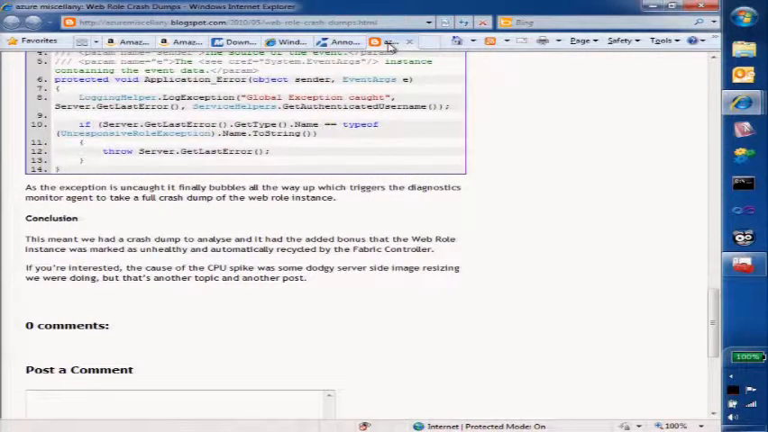It's such a teaser. It's this whole thing, like this mystery of what's going wrong. And at the end, it's like, oh, the cause was some dodgy server-side image resizing we were doing. So you don't even really get to see what the bug was, but I guess that's beside the point. Because the point is, how can you debug these sorts of issues? And you do it using the wonderful Windows Azure Diagnostics, which brings us to our feature.